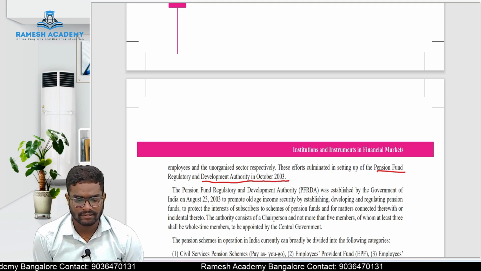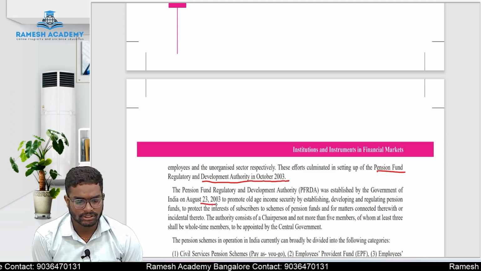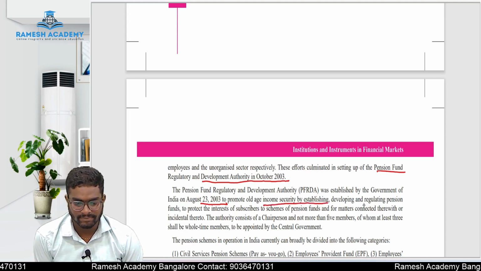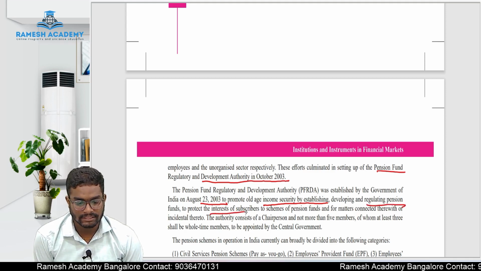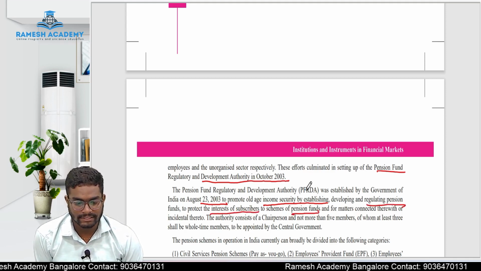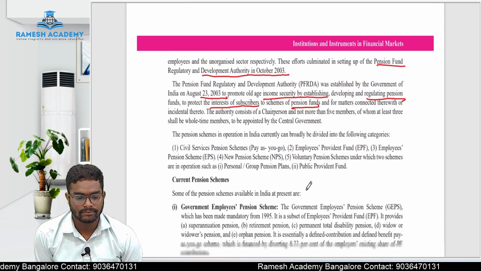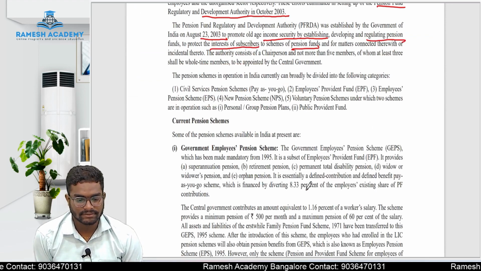The Pension Fund Regulatory and Development Authority was established by the Government of India on August 23, 2003 to promote old age income security by establishing and developing pension funds to protect the interest of the subscribers and schemes of pension funds or matters connected therewith or incidental thereto. So first we will see some of the pension plans.